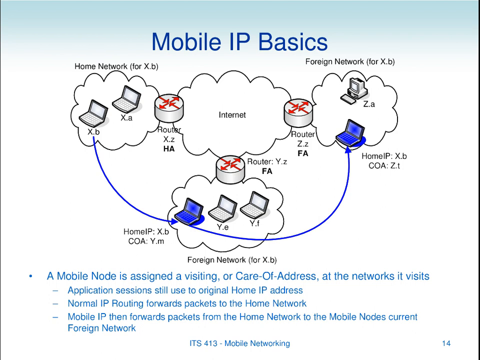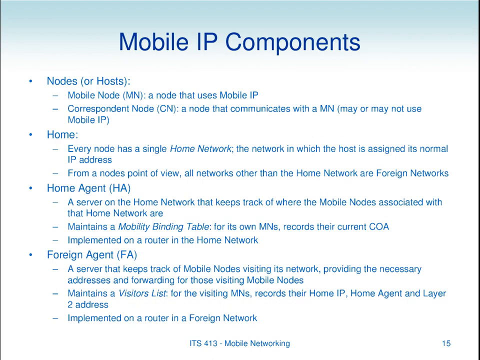So two important things there. As we move, tell the home agent we've moved. And as data arrives, the home agent forwards that data to the foreign network where we're currently located. Any questions on how the basics of mobile IP work? And again, the terminology is on the next two slides.